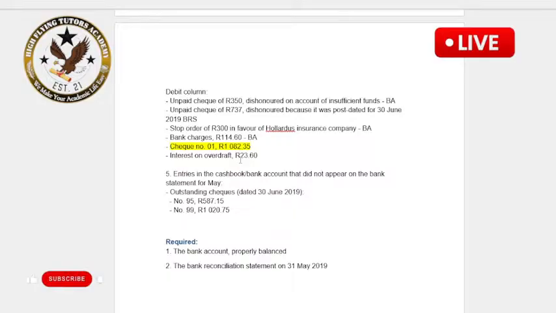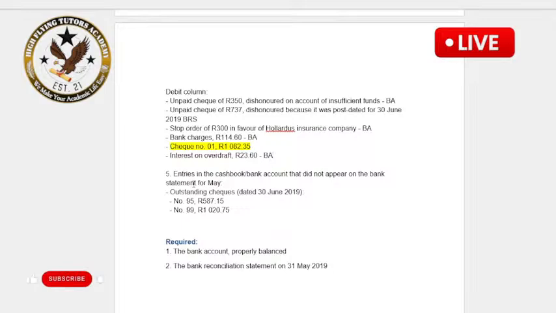Interest on overdraft must be recorded in the BA, because when they go to the bank account, it means they are there. They say they do not appear in the bank account, but it does appear in the bank statement, sorted. In the BRS, we record anything that does not appear in the bank statement. So this one appears, we are sorted. Or if there is any error in the bank statement, we fix it in the BRS. So this one is sorted there.